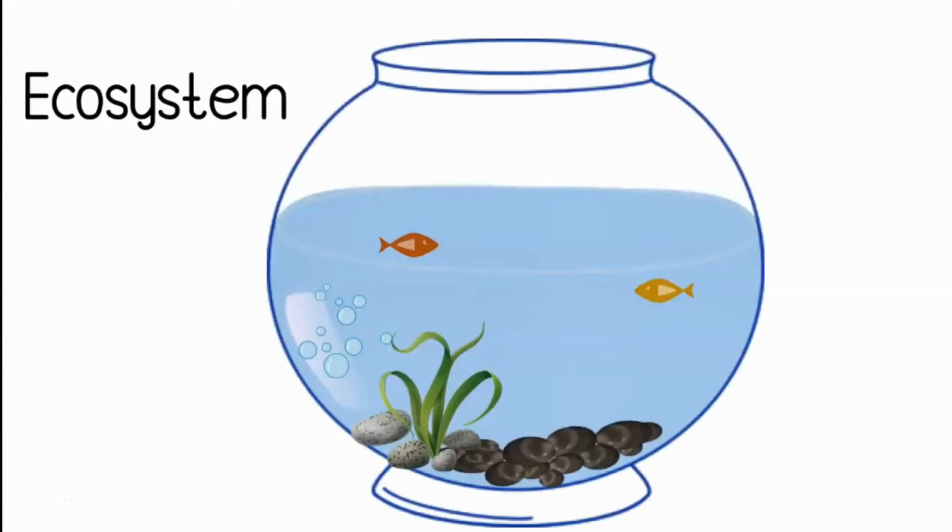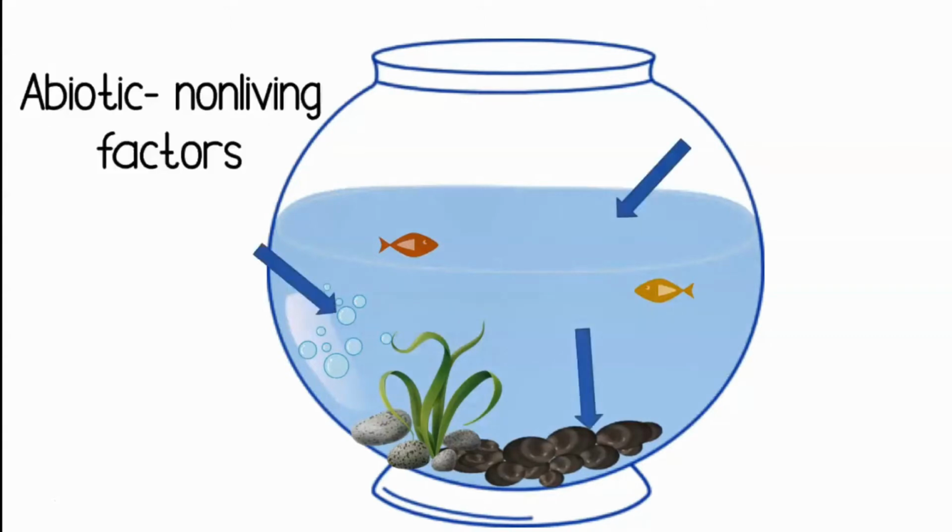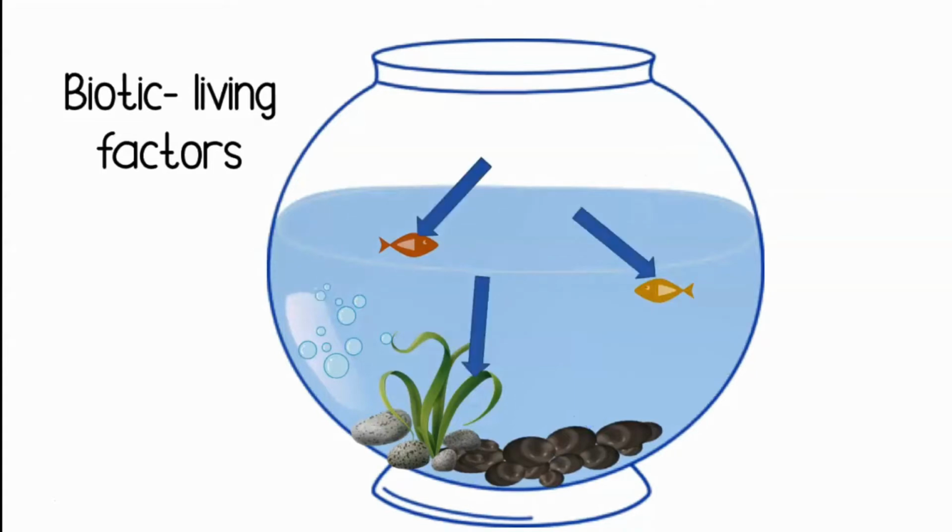This fishbowl represents an ecosystem. It is a place where living and non-living things interact with each other. Abiotic factors are the non-living components of an ecosystem. In the fishbowl, this includes the water and its temperature, the rocks, and the amount of oxygen. Biotic factors are living factors. The fish and the plants are the biotic factors in the fishbowl ecosystem.